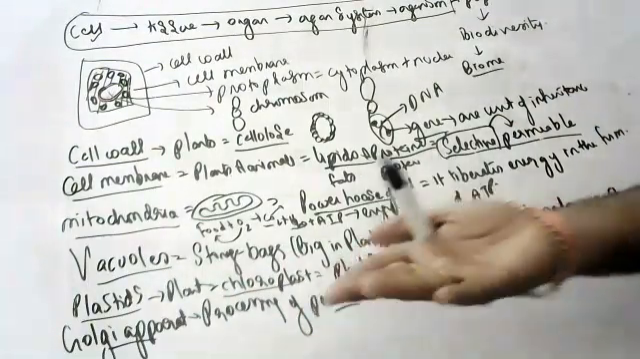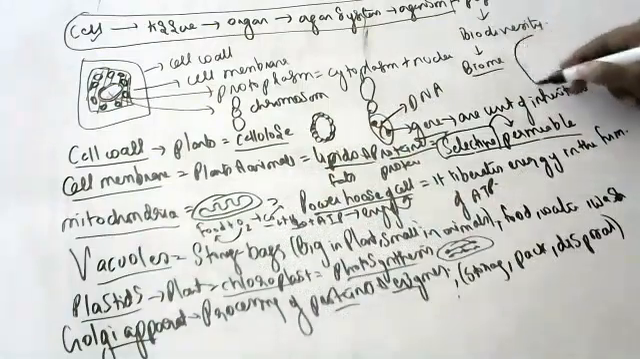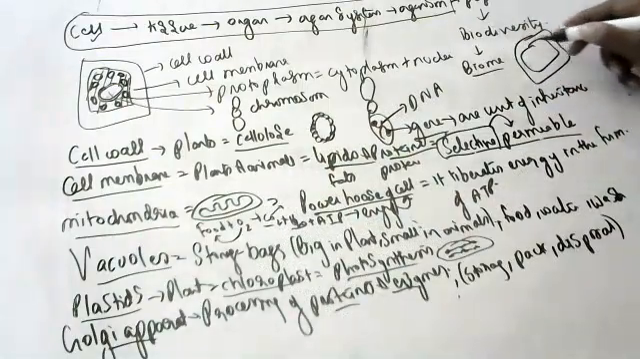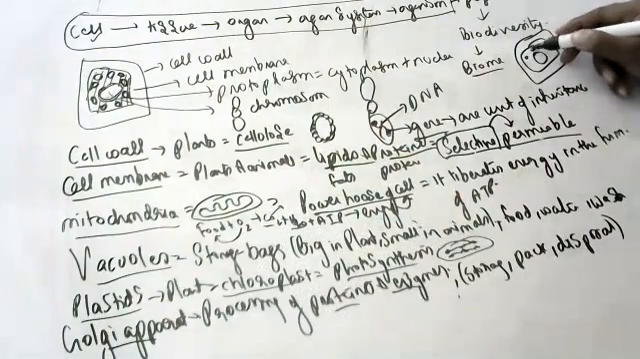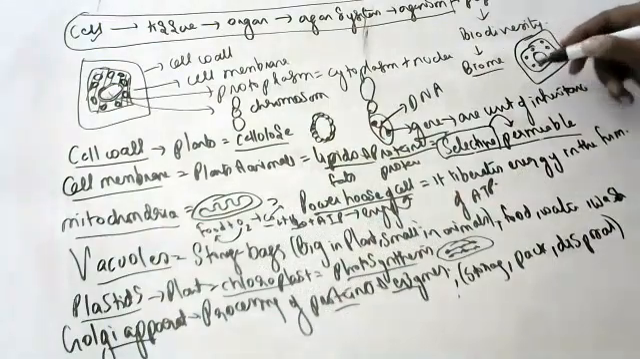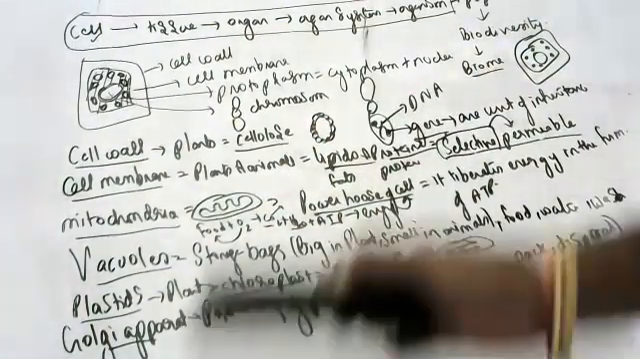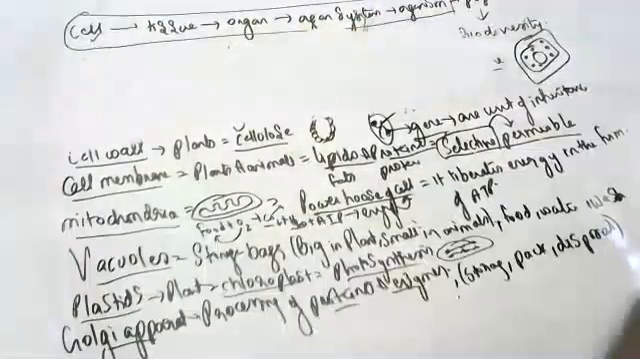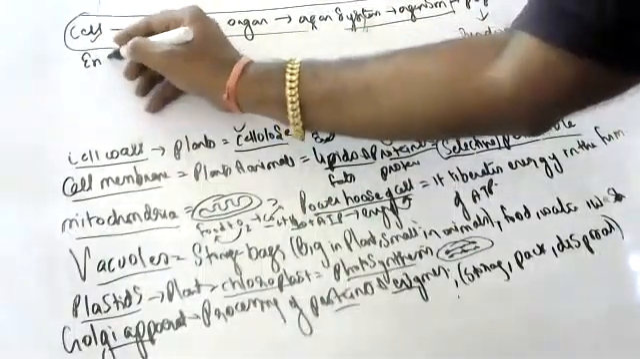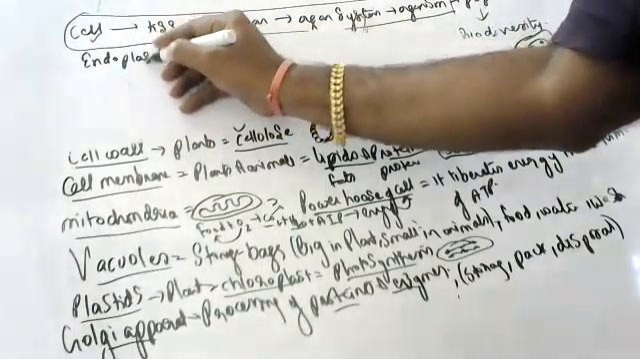Children, inside the cell wall, inside the plasma membrane, beside the nucleus, so many cell organelles are present. Golgi apparatus, and also endoplasmic reticulum is present, children. You will study all these things in brief in ninth class. Just remember endoplasmic reticulum.